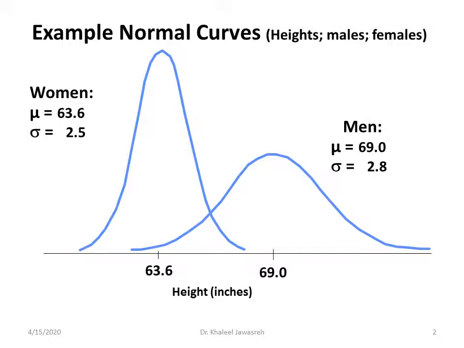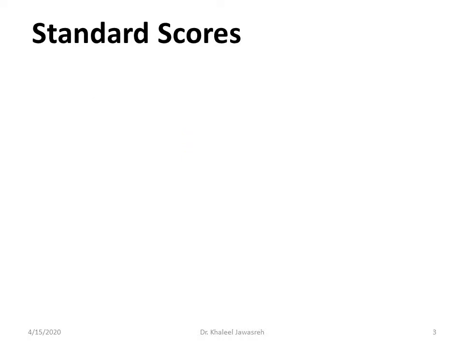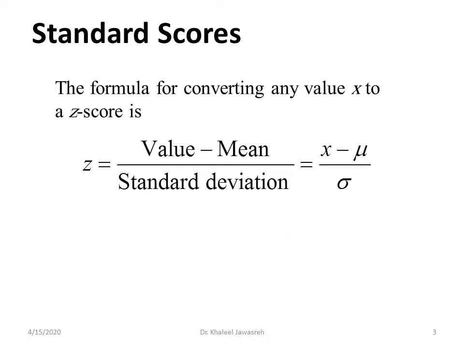So this is how we differentiate between the different shapes of the normal distribution curve. We have standard scores. You can see this formula, the formula for converting any value x to z-scores. Remember that we have standard normal tables, z tables and t tables. We can take a z-score from the table by using the equation z equals the value minus the mean over the standard deviation, which means x minus mu over sigma. This is how we use the standard scores.